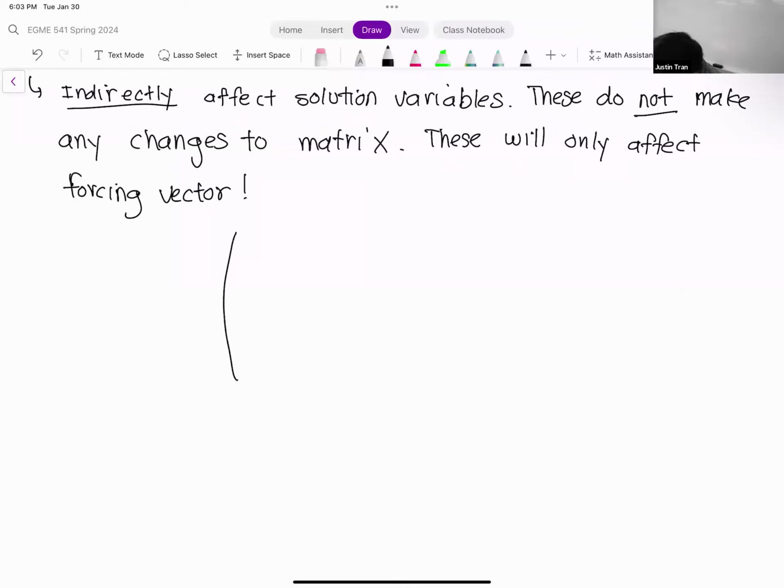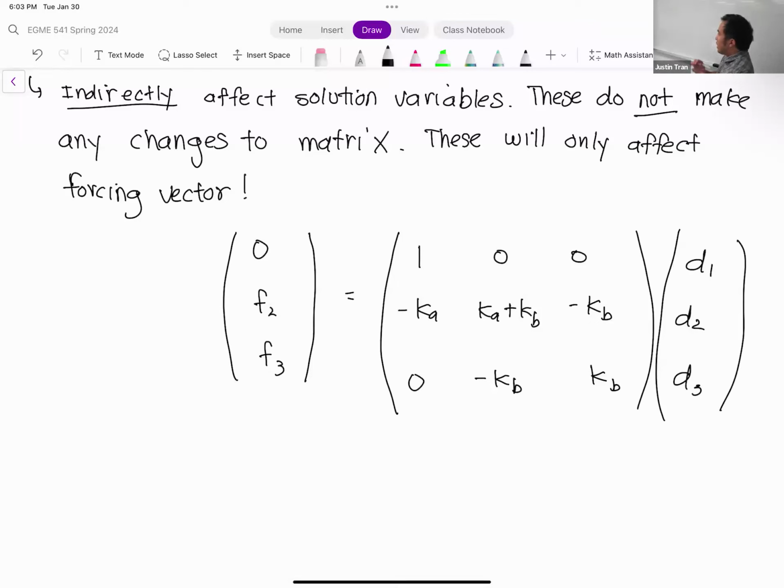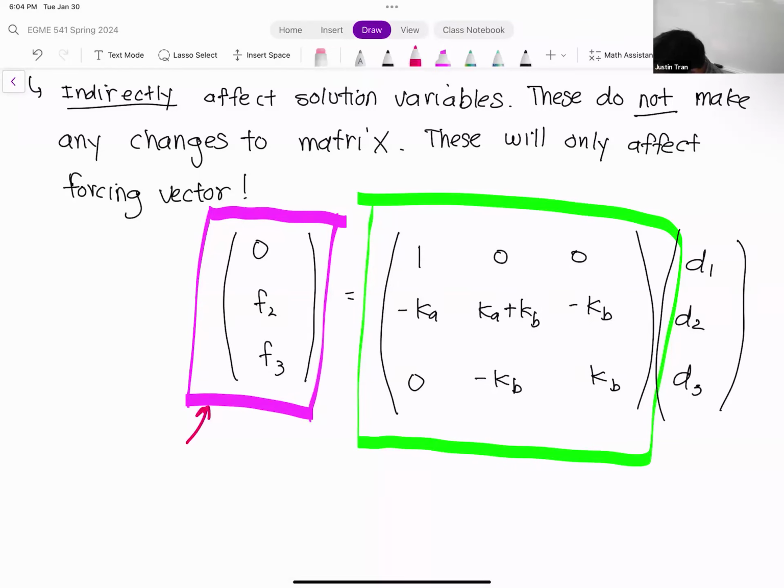Let me go ahead and draw our linear system here again. When I say that the Neumann boundary conditions are not going to affect the matrix, that means everything here. Neumann boundary conditions are not going to affect anything there. Where they are going to have an effect is right here. What I've boxed in purple is our forcing vector. So our Neumann boundary conditions will only have an effect on that side.